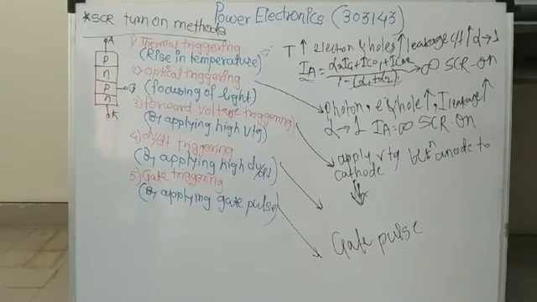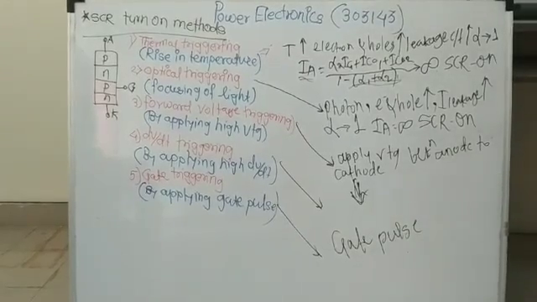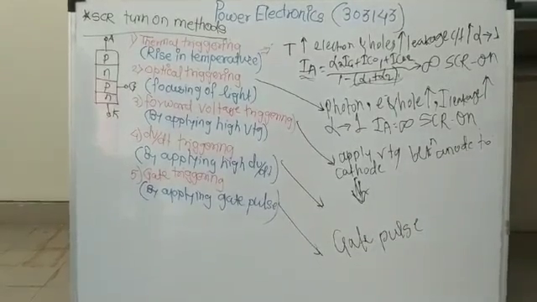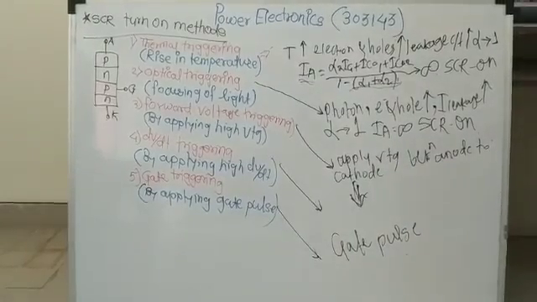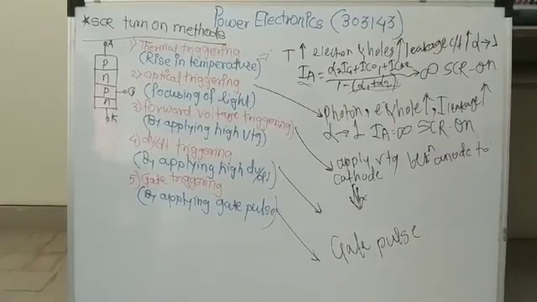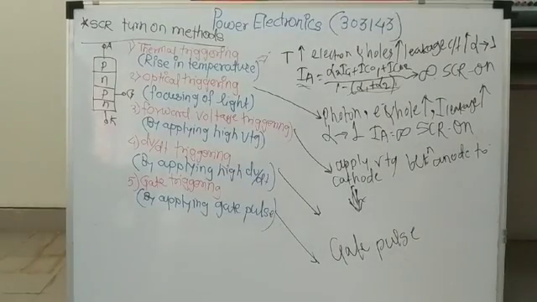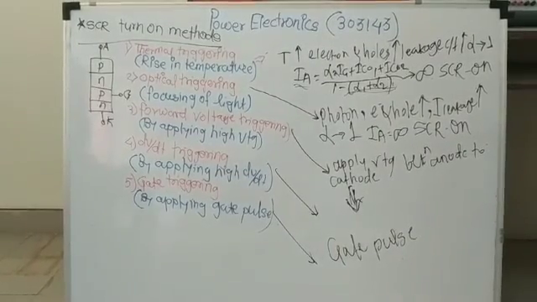And the last one is gate triggering, which is widely used and a very simple method used in industrial as well as commercial applications. These are today's points, that is, the turn on methods of the SCR. In the next point we will see the triggering methods of the SCR. Thank you.